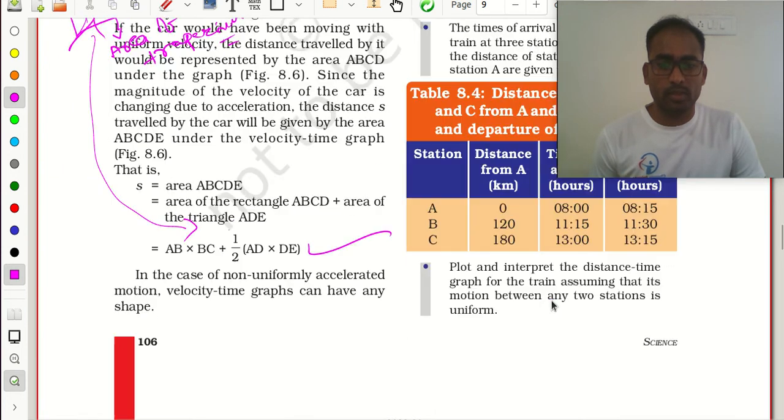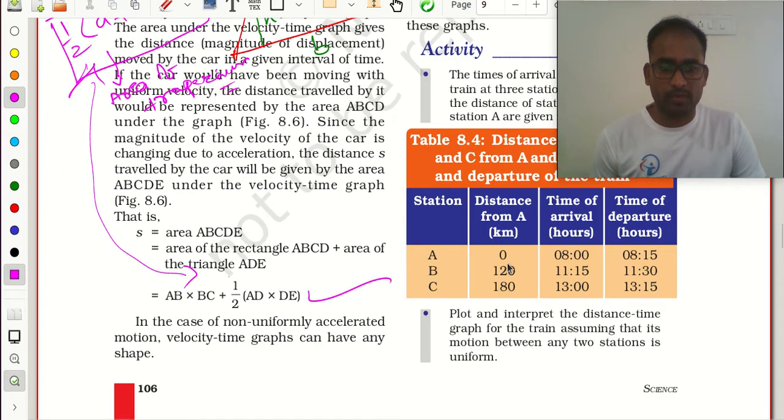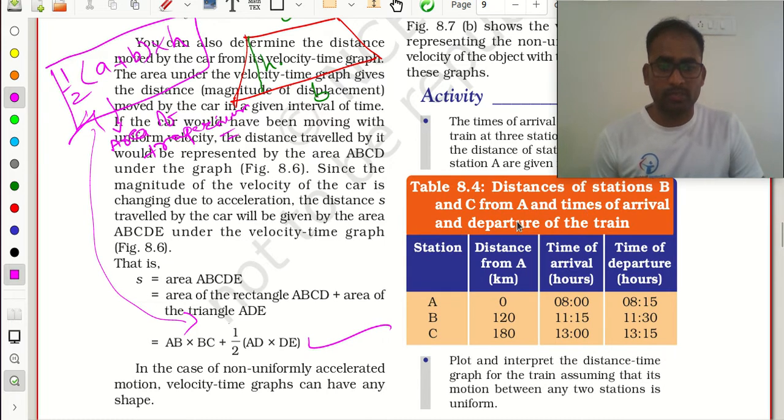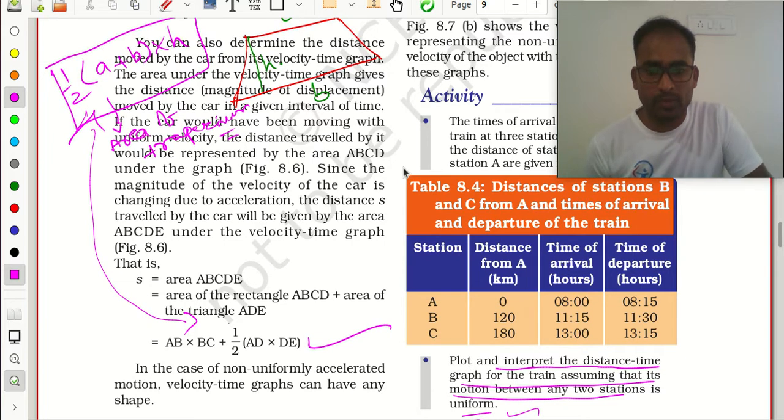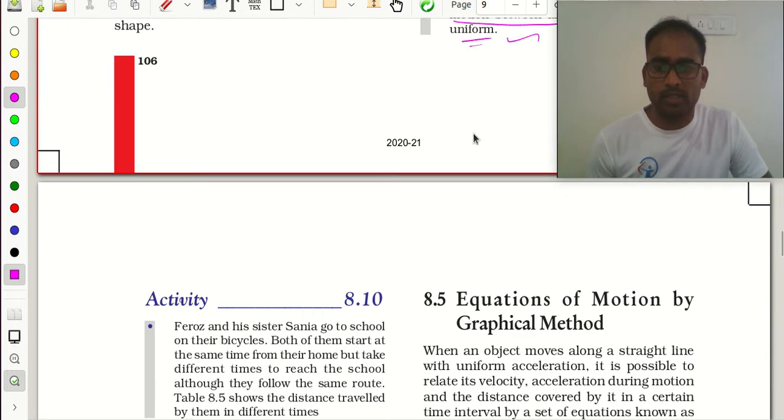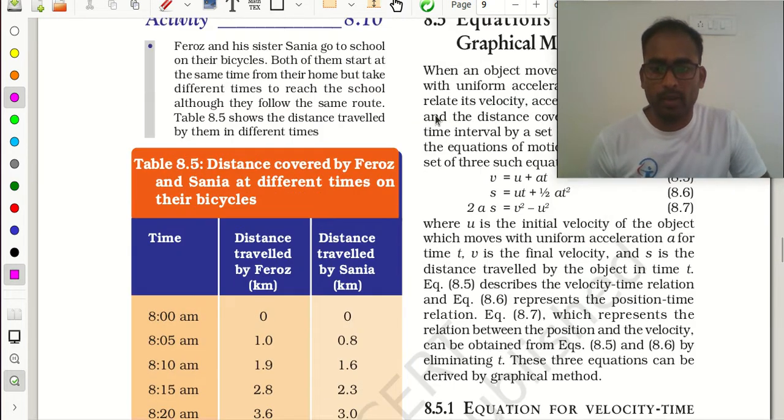Okay. So here, you just check from here also. Distances of stations D and C from A, and times of departure of a train. Now you need to plot and interpret the distance time graph of the train, assuming that is the motion between the two stations. We can draw the distance and time graph. Please solve this one as homework. If you do not understand, then I can teach you. And this one also. Please go through all these activities.